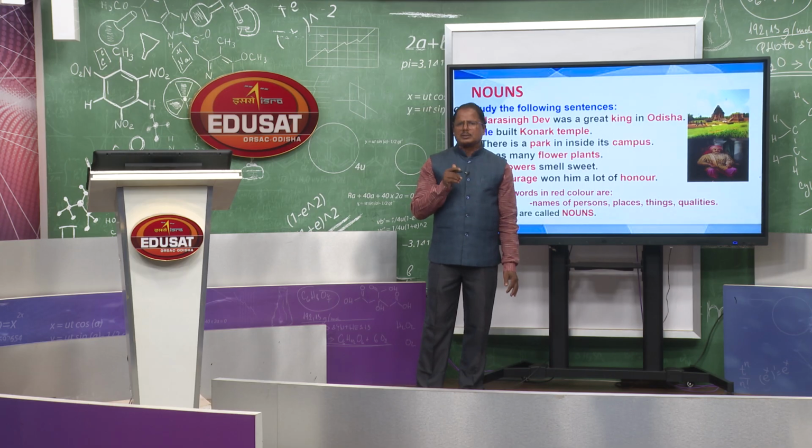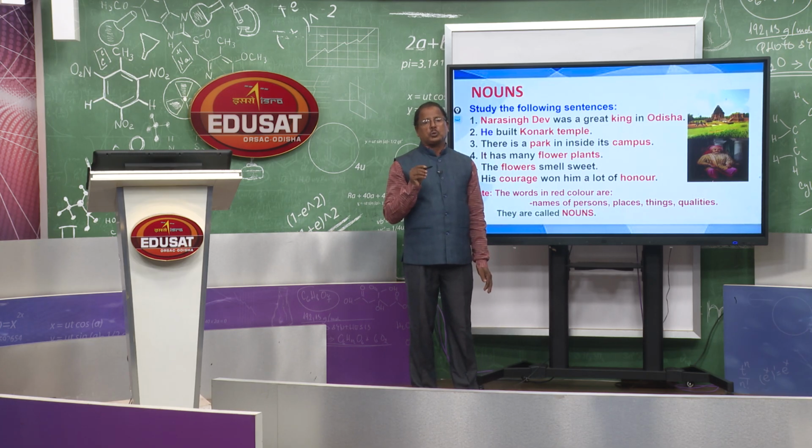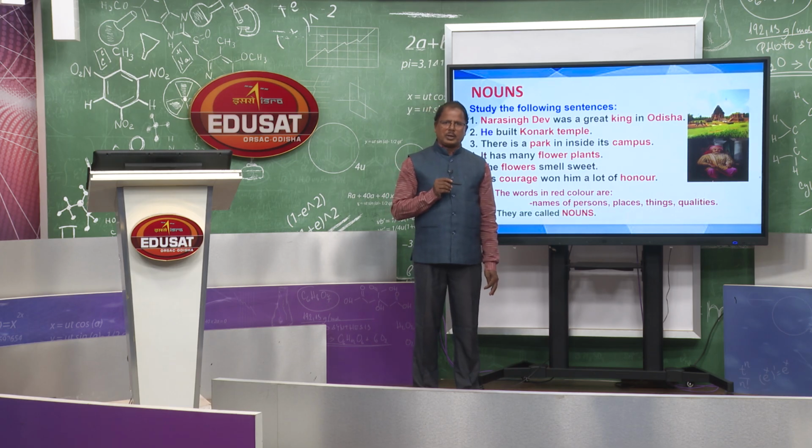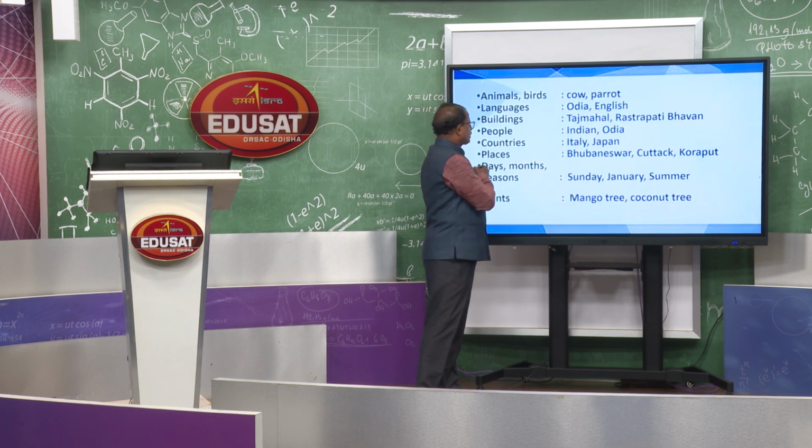And the present grammarians, the modern grammarians, they say even pronouns are also one type of noun, right. And you see, so the conclusion is that a noun is the name of a person, place, thing, quality, situation like that, right. Let us go to the next slide, you see.